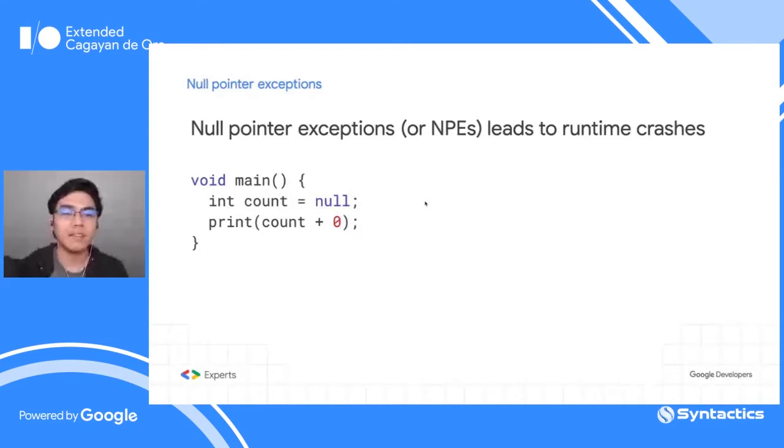But at least before Flutter 2.0, this is something that cannot be easily tracked or checked by the analyzers in Dart. And when this happens, like when you're trying to add two values, like count, which is null, plus 0, this will lead to runtime app crashes. Meaning if the user of your app tries to open your application, your app basically shows this 'app stopped working' message.